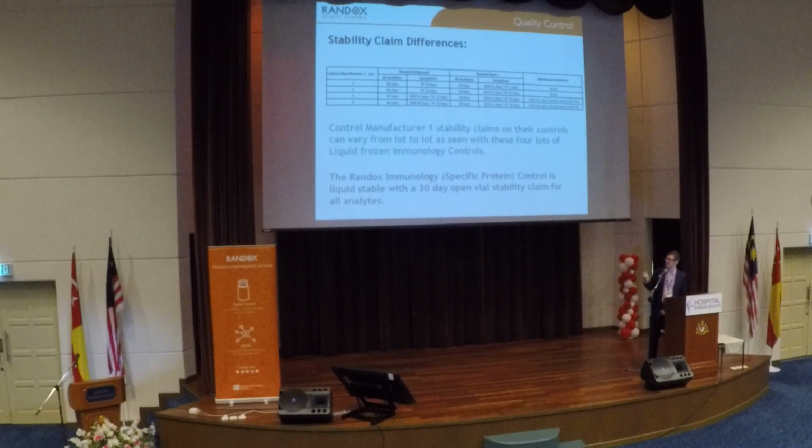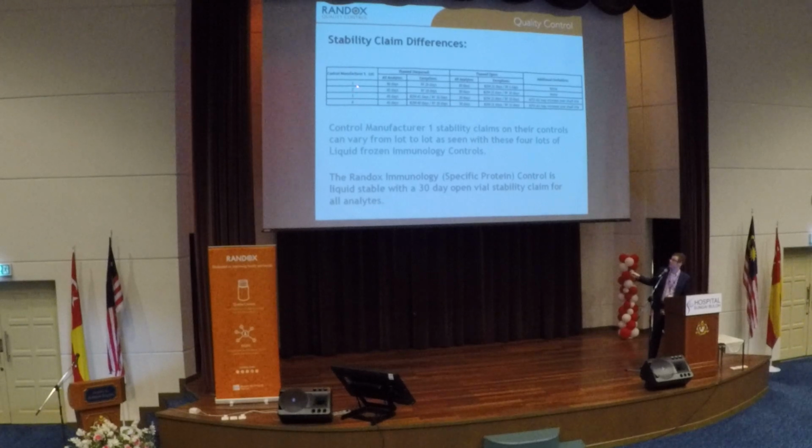And this is the same thing we need to consider with our controls. So we have an example here from control manufacturer 1. Again, this is a well-known third-party control manufacturer. They have released 4 lots of the exact same control, and these controls have pretty significant differences between each of these 4 lots. So we can see for the first lot of control, all analytes were claimed to be stable for 90 days while this control product was thawed and unopened, with the exception of rheumatoid factor, which was stable for 25 days.